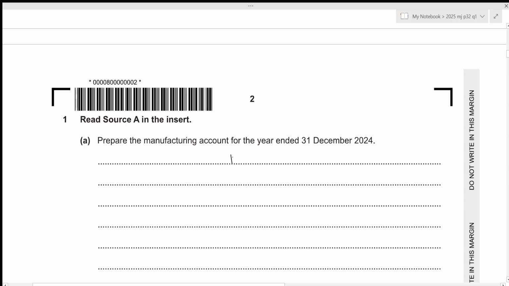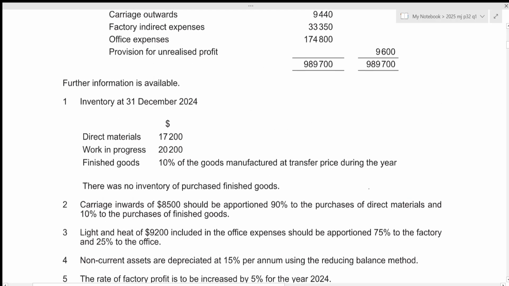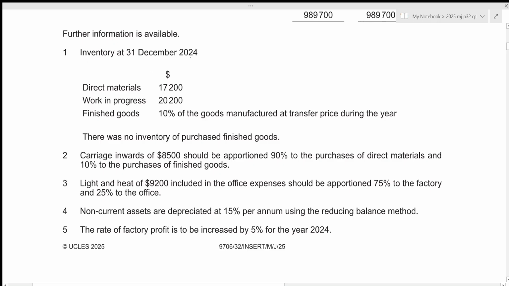Okay, so this is the manufacturing account for the year ended 31st December 2024. Let us first go over all of the additional information and address it as well. Inventory at 31st December 2024, we have direct materials, work in progress, finished goods. So finished goods is 10% of the goods manufactured at transfer price during the year. So we will only be able to calculate the finished goods once we have prepared our manufacturing account.